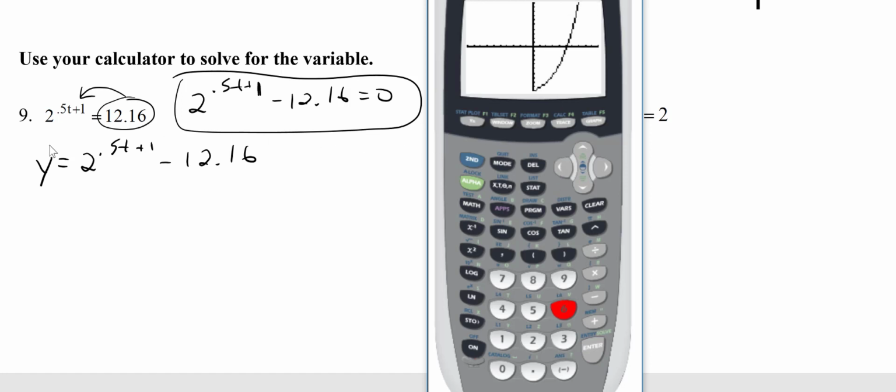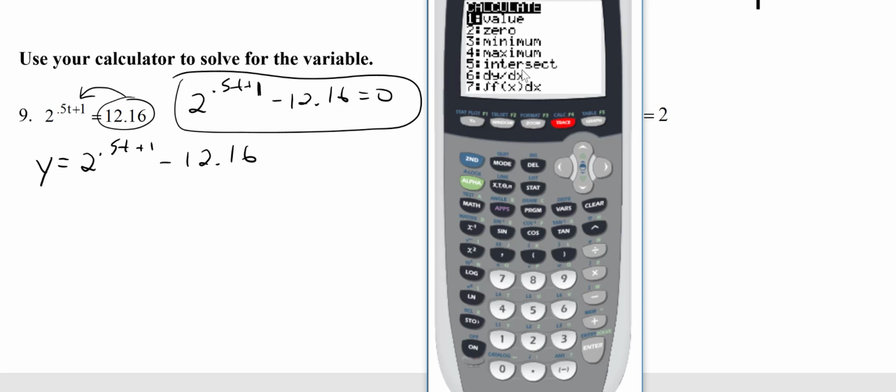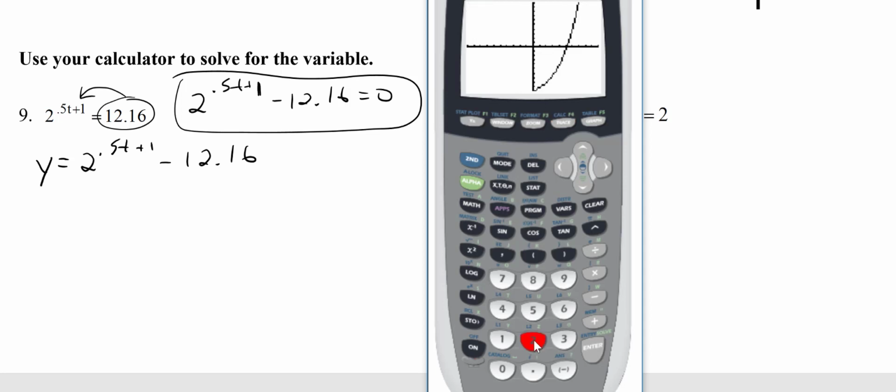Okay, so basically this is what the graph looks like. I wanted to find out what x is when y is equal to 0, which is right where it's crossing the x-axis. That's going to give me the answer. So what I'm going to do is hit second calculate, and I'm going to use 0. Second calculate 2.